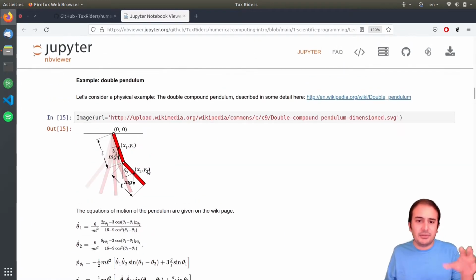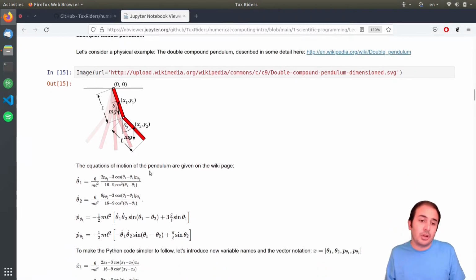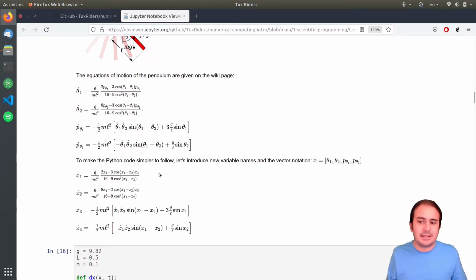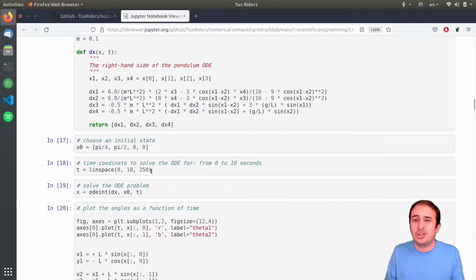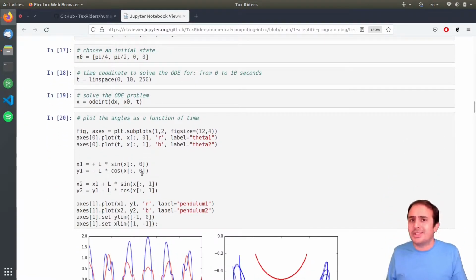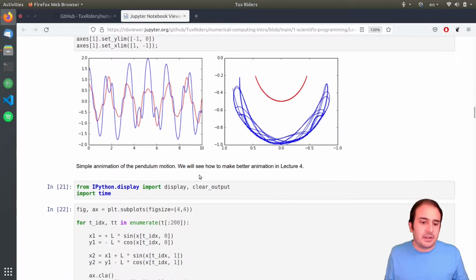So this is actually for a compound pendulum that has two components, so a bit more complex than a single pendulum, and the equations are like this. You can see how to define the right-hand side and the left-hand side of the equations and the initial conditions. We will discuss why you need an initial condition for these kinds of ODEs, and then solving the equation. So SciPy can easily handle this kind of ODE, and then plotting the results.